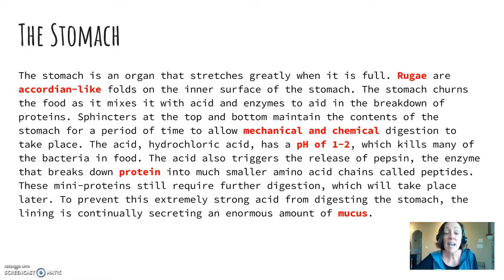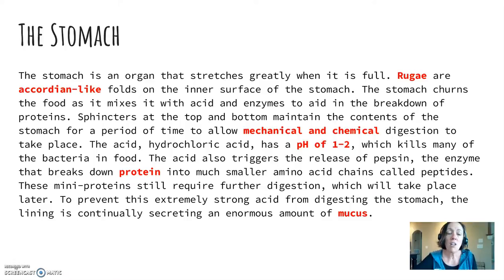The acid is hydrochloric acid. The pH is 1 to 2. This can kill lots of different bacteria that might be in your food. This acid also works to trigger the release of a chemical called pepsin, which is an enzyme that breaks down protein into much smaller amino acid chains called peptides. These little mini proteins are still not small enough to be absorbed, so further digestion will take place later.